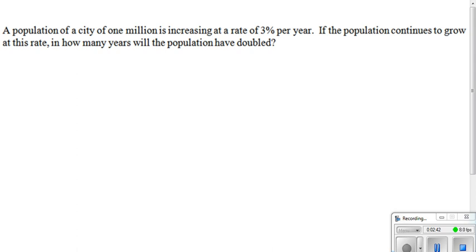So let's look at one where we're actually doing exponential growth. The population of a city of 1 million is increasing at a rate of 3% per year. If the population continues to grow at this rate, how many years will the population have doubled? So when we're talking about doubled, and we started at 1 million, again, we know that it's exponential growth, so we would do y equals a times 1 plus r to the t, because it's growing every so often, and it grows by a certain amount. It grows by 3%, so that's why we have to use the 1 plus r.